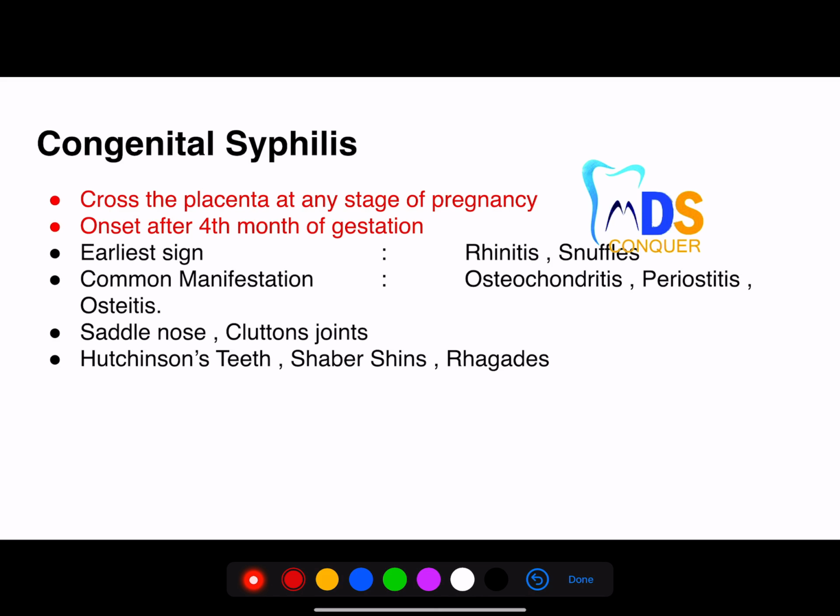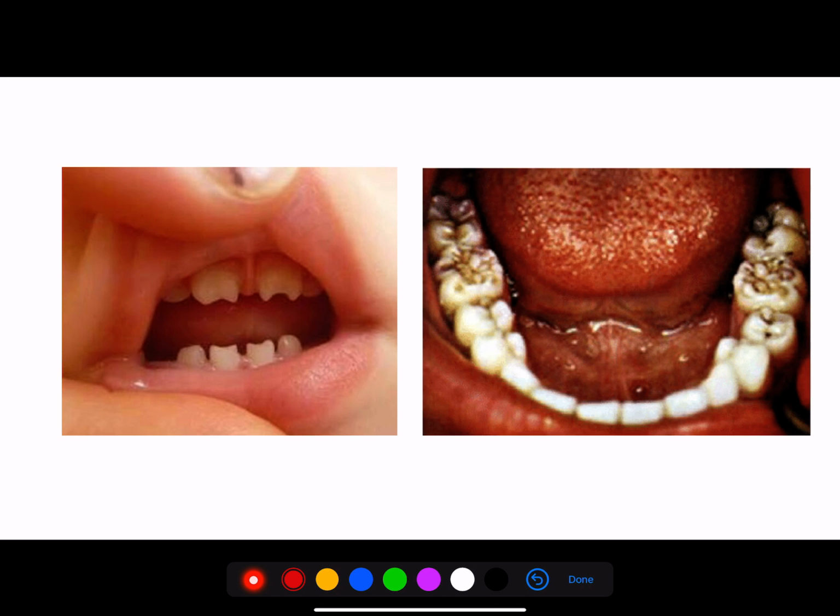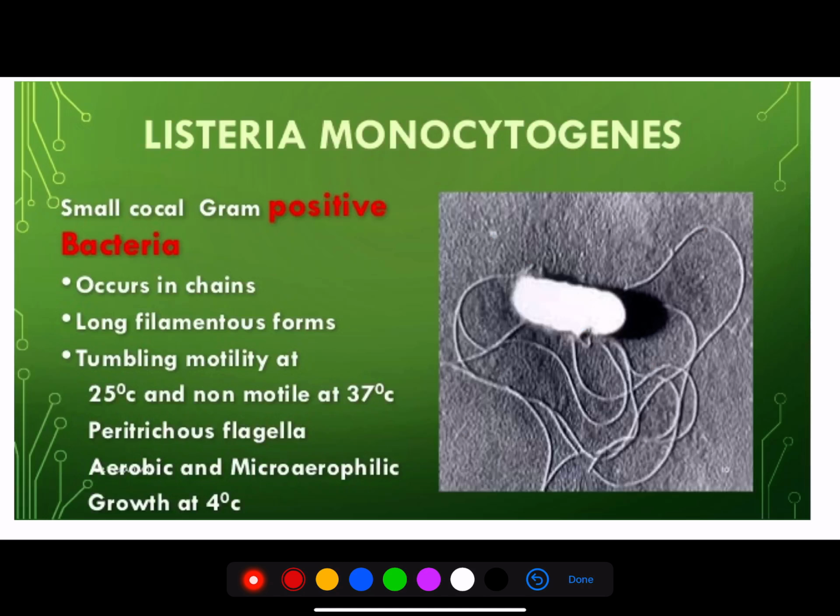Then last comes the congenital syphilis, crosses the placenta, at any age onset. This is a very important point. Okay, so all these points are important. Your Hutchinson triad is a part of this. So your Mulberry molars, your Hutchinson incisors.